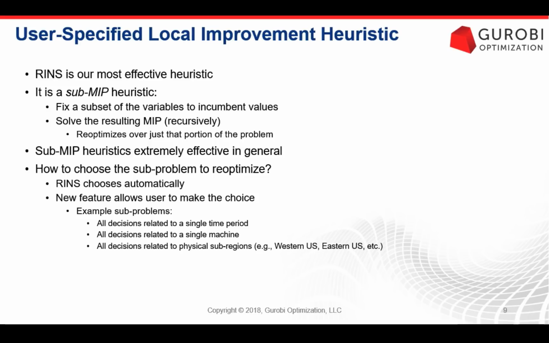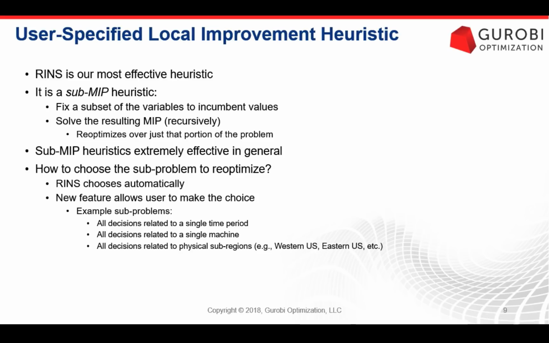So to give a few examples, let's say you're solving a problem across multiple time periods. So you as the user can say, please explore local improvement schemes that improve within each time period. So you fix the solutions for all but time period 1 and re-optimize just for time period 1. Or you could specify a window of time periods. So re-optimize for time periods 1 through 5 and fix periods 6 through 24, for example.